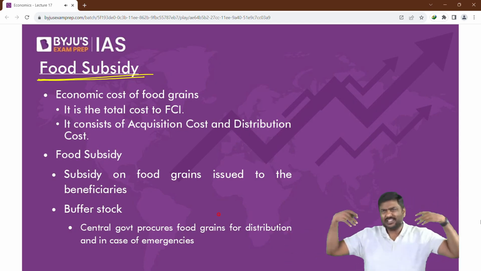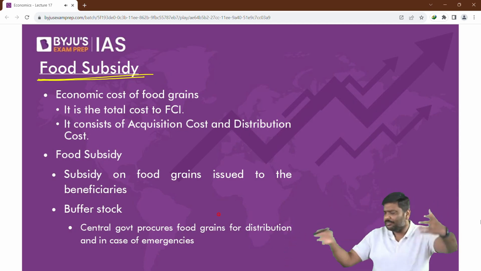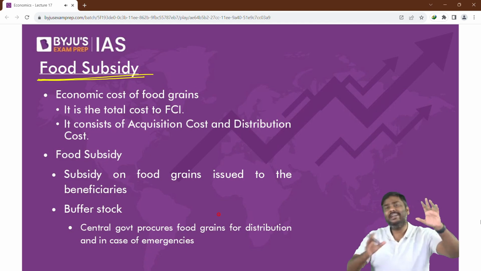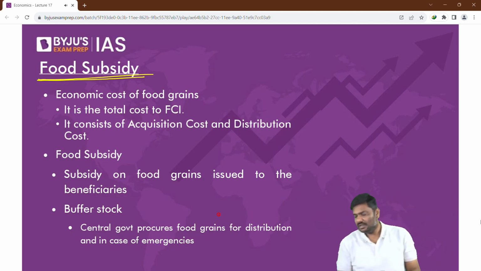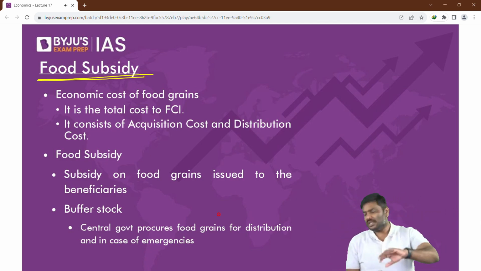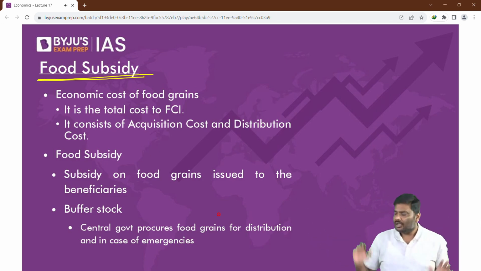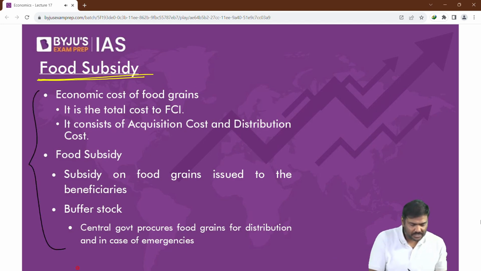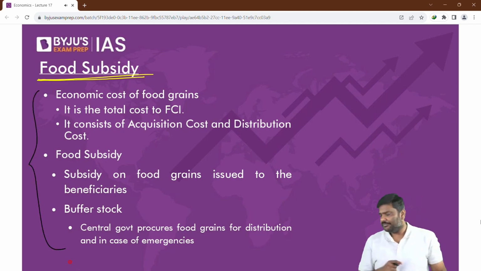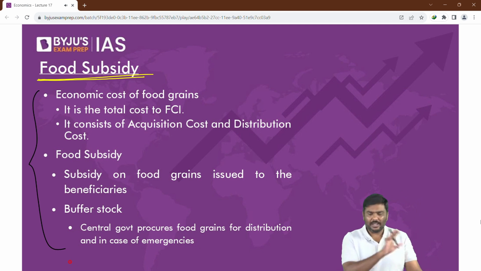Underweighing problem will not happen because it is a machine. Second, do you think there will be long queues in front of these machines? No. Just like the cash ATM, now we are going to install food grain ATMs nearby the ration shops. This is a proposal. Some of the states are doing it, but it will take time to extend it to the whole of India.